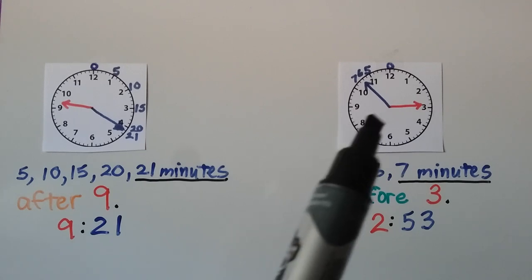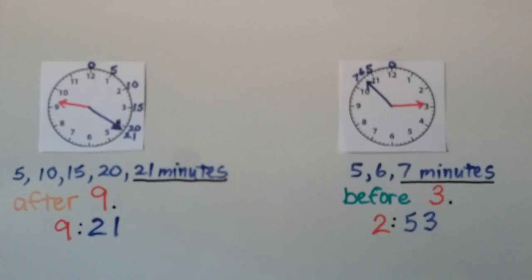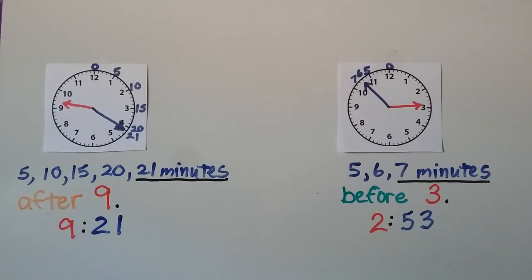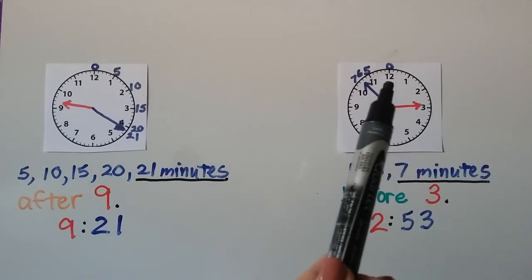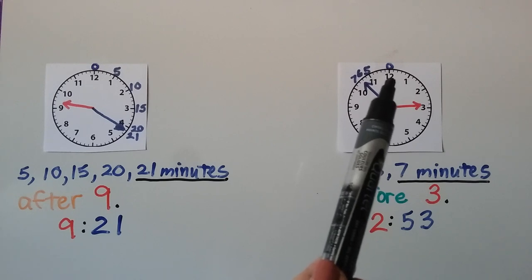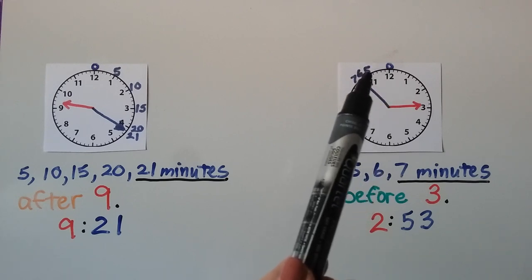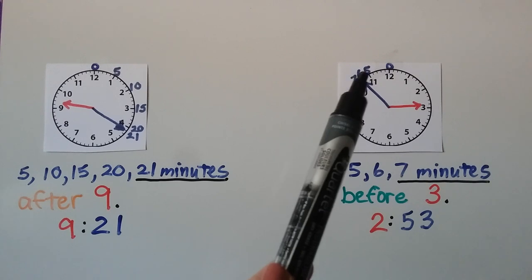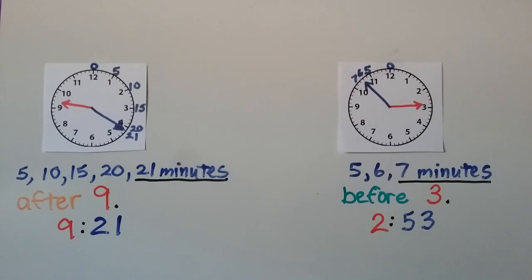For this one, it's almost to the 3 o'clock. It's not quite, but it's almost. So we start here and go counterclockwise, counting by 5s. That's 5, and then there's two more little marks, so that's 7. So we can say that's 7 minutes before 3 o'clock.